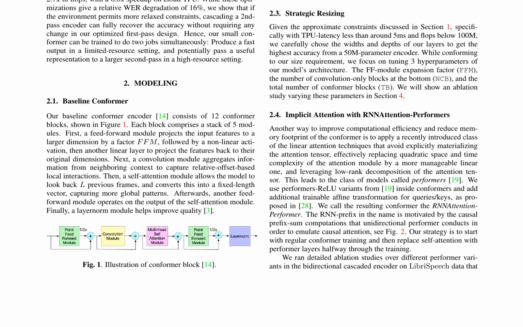In summary, this section discusses the optimization techniques applied to the conformer encoder model, including removing self-attention layers, strategically resizing the model's architecture, and replacing self-attention with performer layers. These changes aim to improve the model's efficiency and reduce its size and computational requirements while maintaining its accuracy.